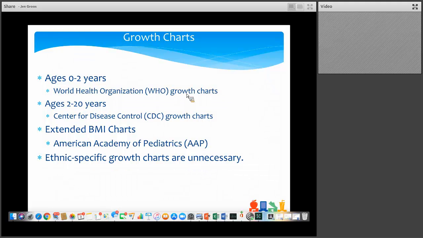Furthermore, ethnic-specific growth charts are unnecessary. So the growth charts that we have recommended above are the ones that are utilized for all pediatric patients.